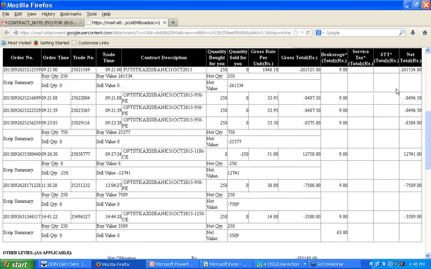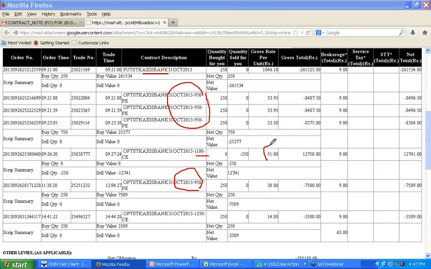I bought Axis Bank future. I bought the 950 put option of Axis Bank, here 3 lots and here 1 lot, so 4 lots, at an average price of around 32. I sold a 1100 call option at 51. I bought a 1250 call option at 14 rupees. So these are the trades I have initiated.